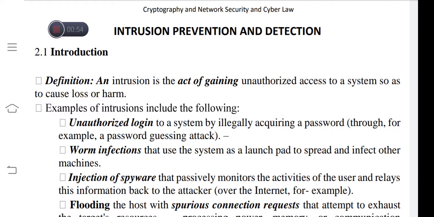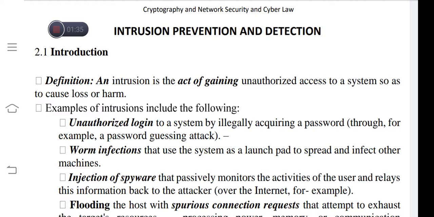The definition of intrusion is the act of gaining unauthorized access to a system so as to cause loss or harm. Obviously, the unauthorized access will be done to access various sensitive data with respect to the user or the various data present at the server side. All these are intrusions.